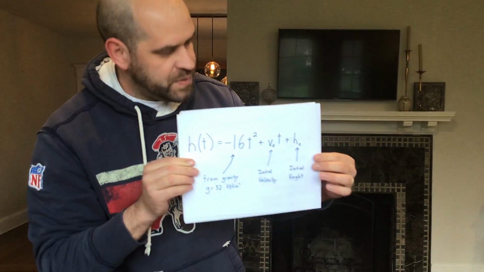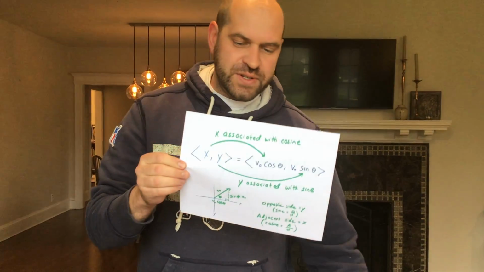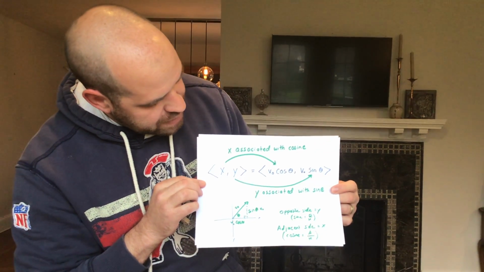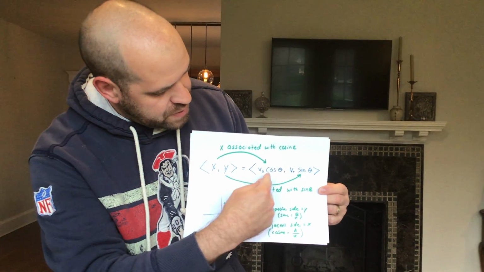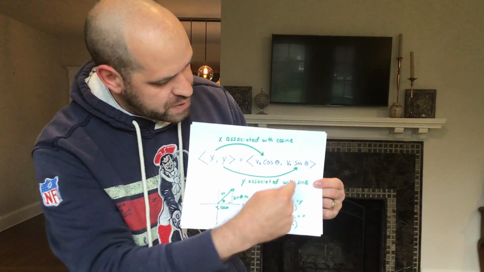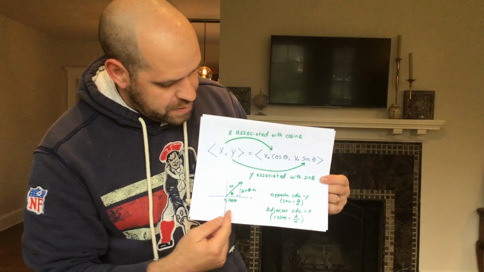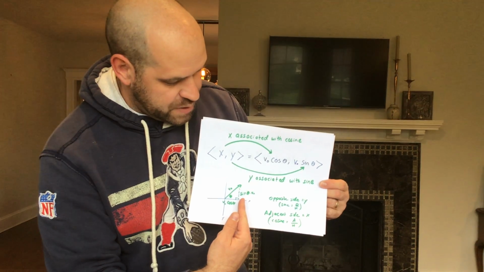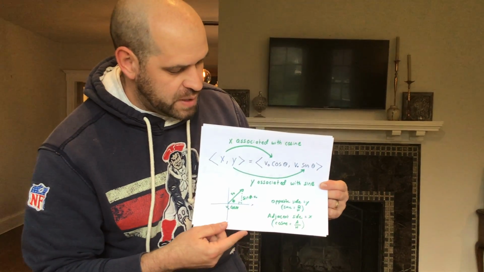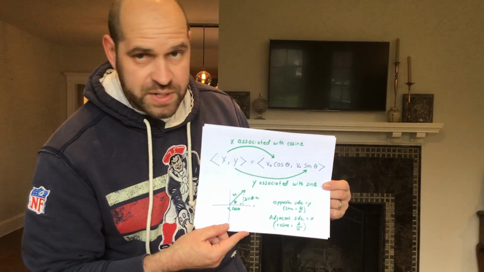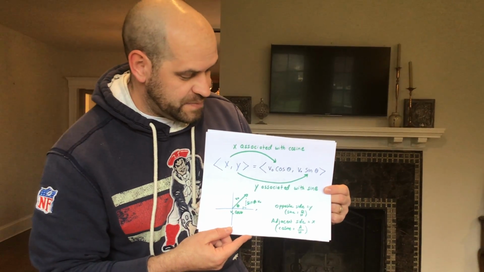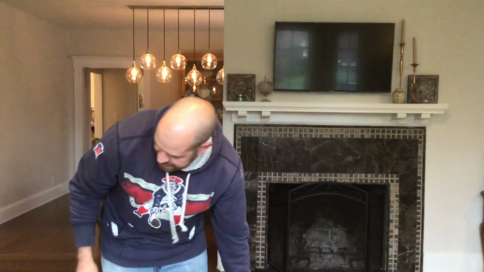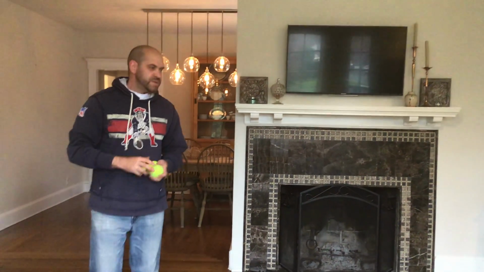for the object. We're going to combine this with what we did in our last chapter involving vectors, where x is associated with cosine and y is associated with sine, and that's kind of the way it's always been because the opposite side has always been associated with the y value, and the adjacent side for cosine has always been associated with the x.